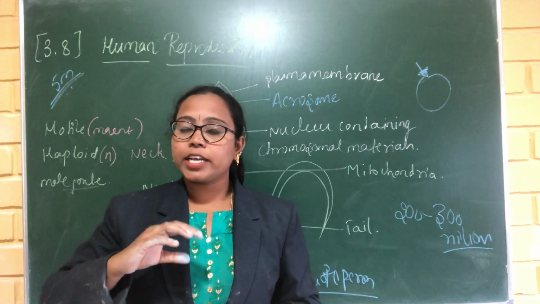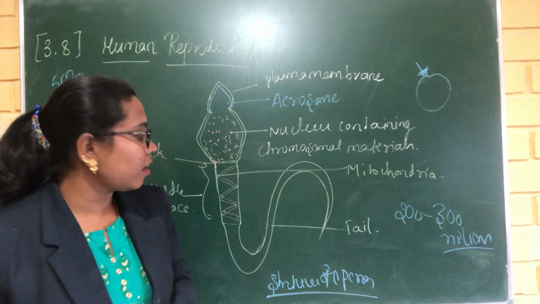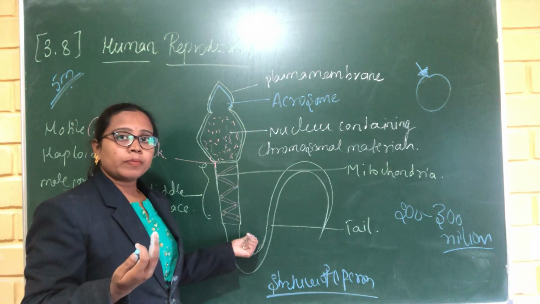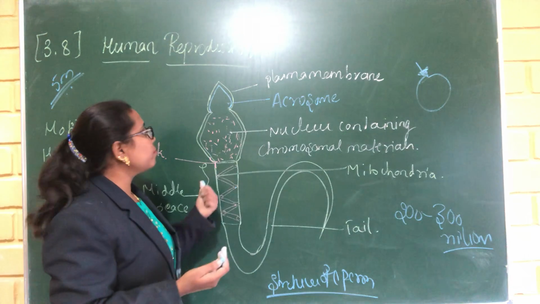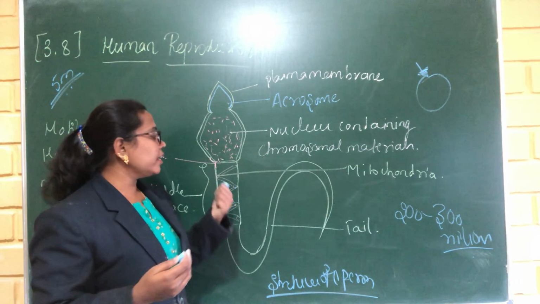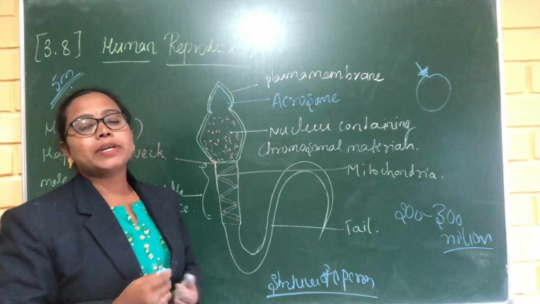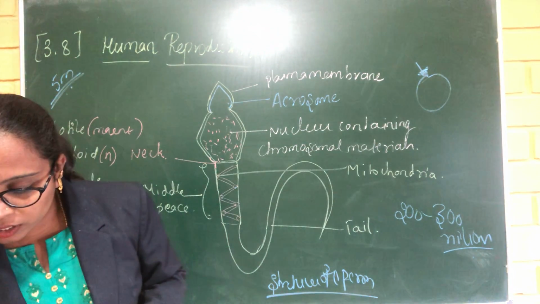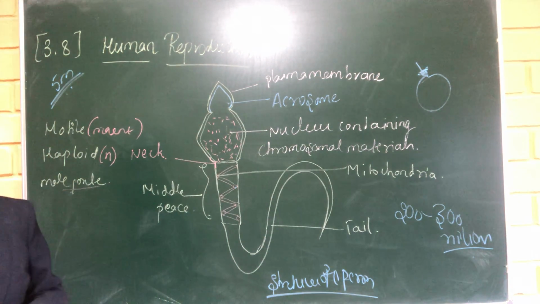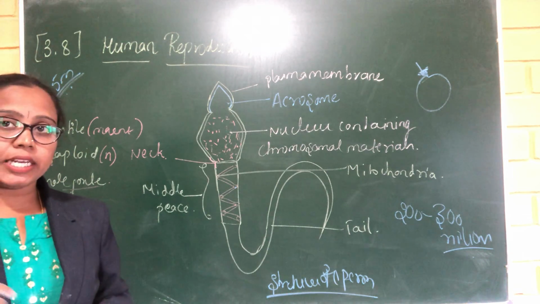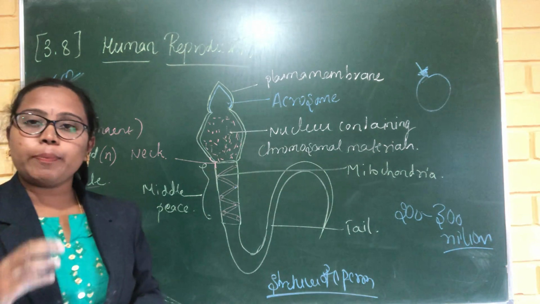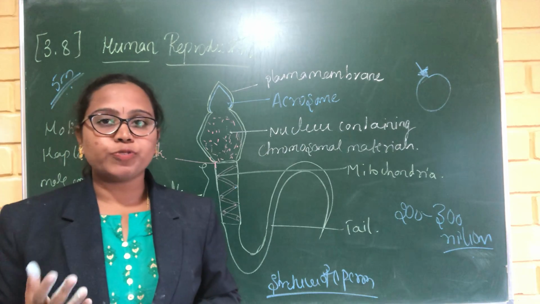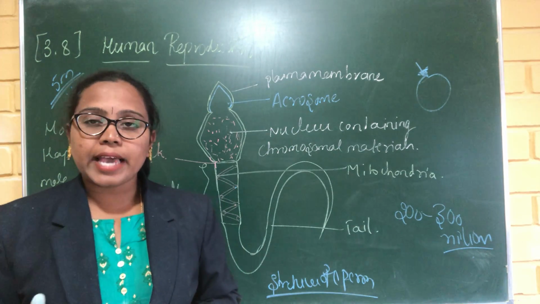Some sperms have no tail, some have lost the head region, and some have lost the middle piece region. Sperms like that show erratic motility, and those types of sperms cannot fertilize the female gamete.